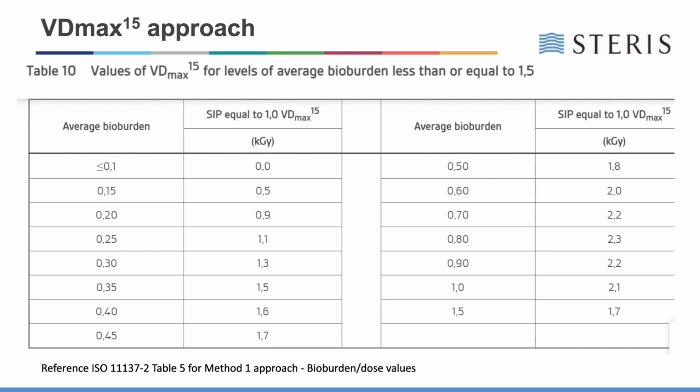Here we have a snippet from table 10 of the ISO standard, which gives bioburden and dose values for the VD max 15. This is the entire table, and we can pull up our verification doses. There is no SIP reduction factor because a SIP is not allowed. So we just see that depending on our bioburden level, we can have our dose range for verification.